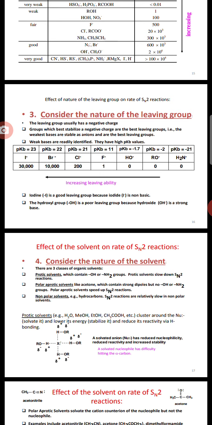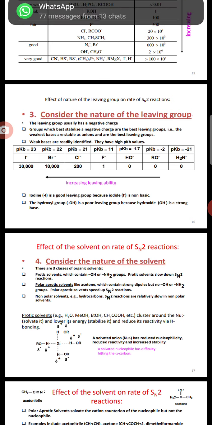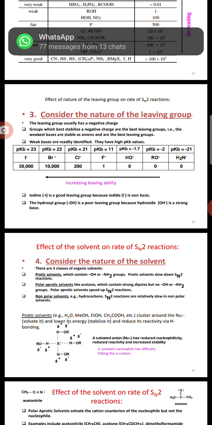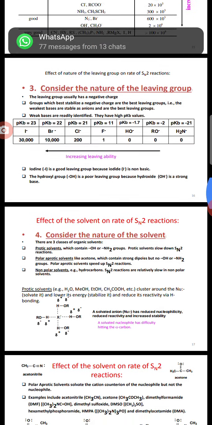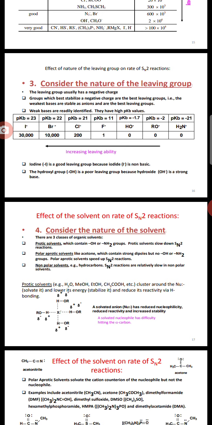Consider the nature of the solvent. Protic solvents, which contain OH and amino groups, slow down the SN2 reaction. Polar aprotic solvents like acetone, which contain a strong dipole but no OH or NH2 group, speed up the SN2 reaction.